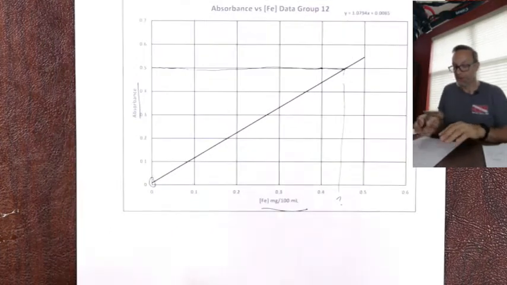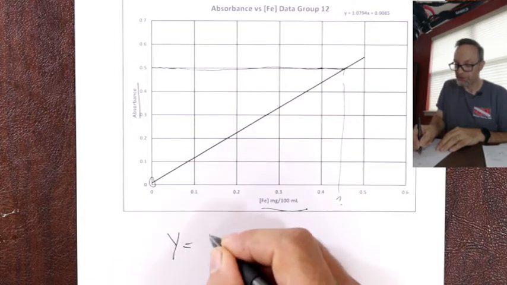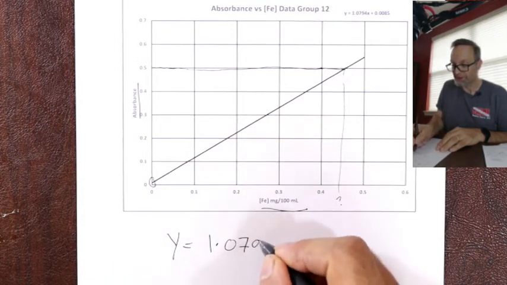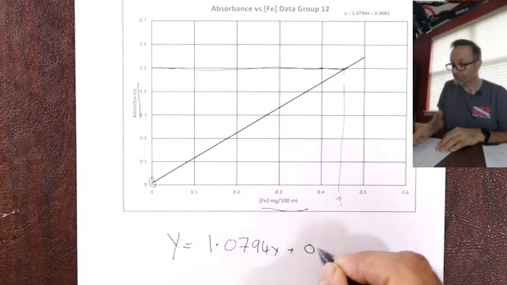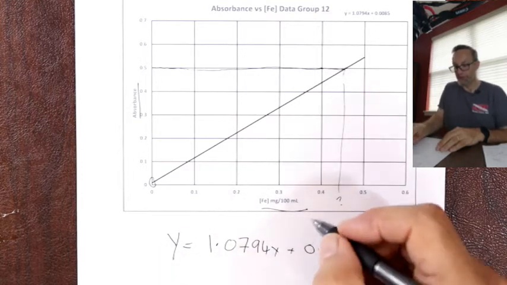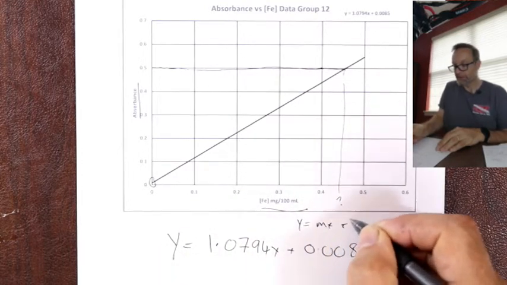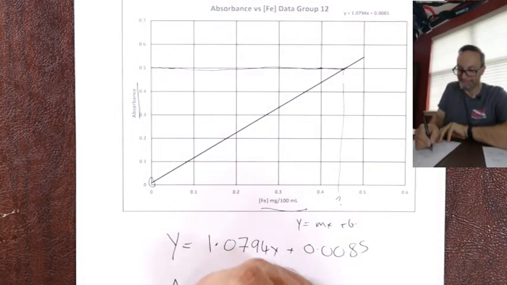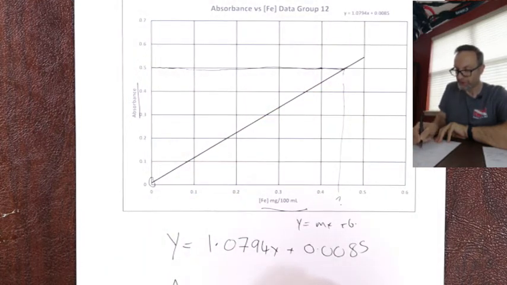That's lab data, right? So if we think about it, y equals, now your graph may be different, right? So use the numbers from your data set, right? I'm going to send you the data sets by email. So the intercept is tiny, right? So y equals mx plus b, right? Now if you think about it, y, that's the absorption, right? That's this side, equals 1.0794x, x is concentration of iron, plus the intercept, that little distance there.